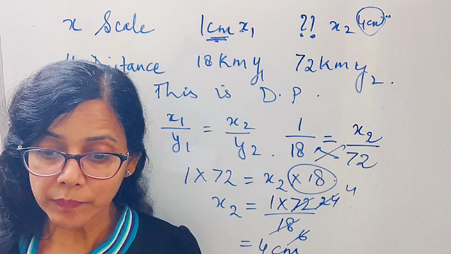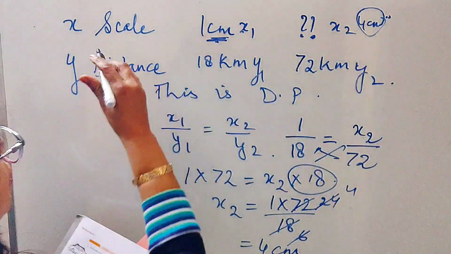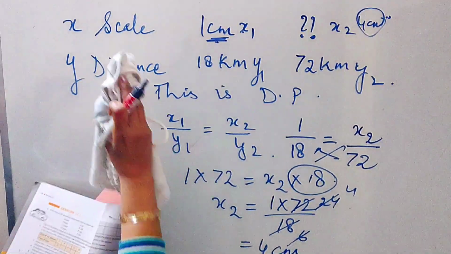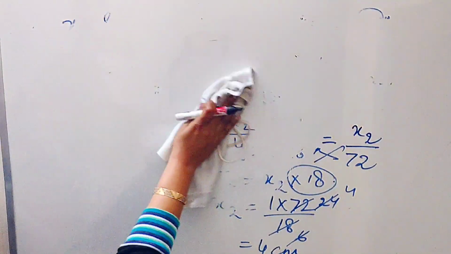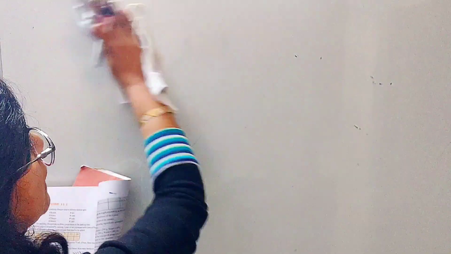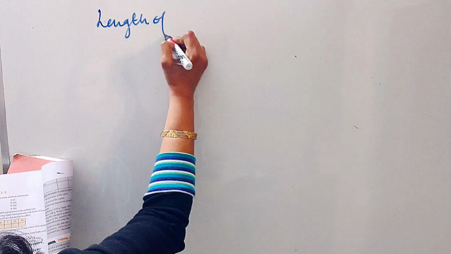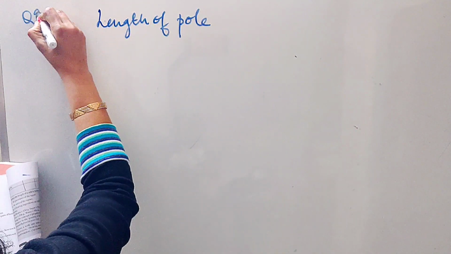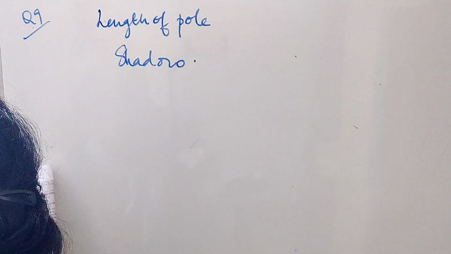Good. Now the next question is question number 9. This was question number 8, and now we are doing question number 9. Question number 9 says that a 5 meter 60 centimeter high vertical pole is casting a shadow. So here they have given us the length of the pole and its shadow. So two variables, length of the pole and the shadow. Length of the pole we can take as 5 meter 60 centimeter.